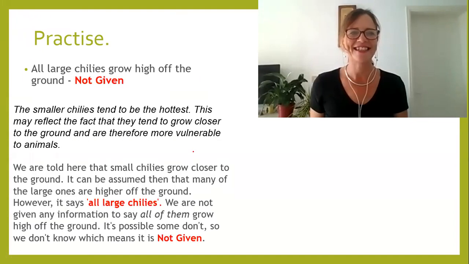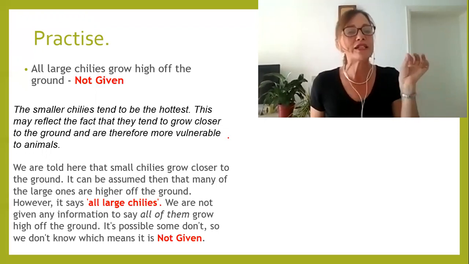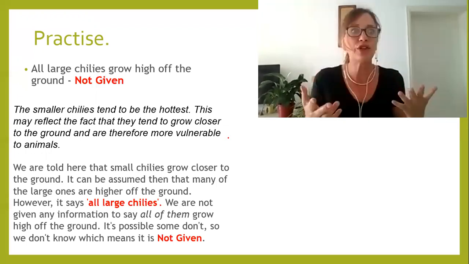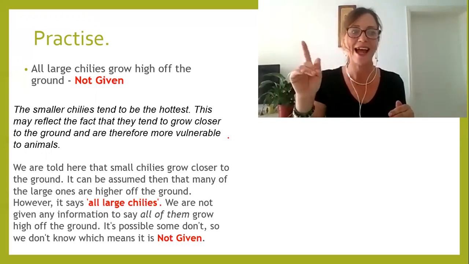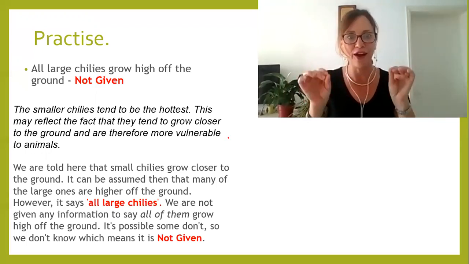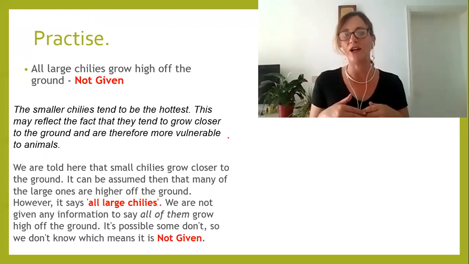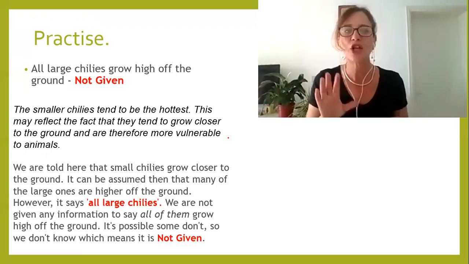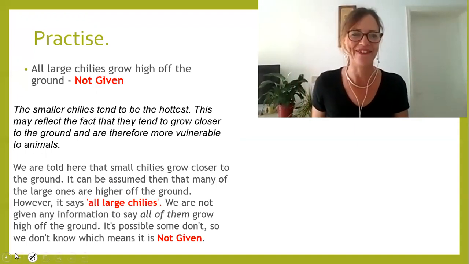Let's see what you said. Well done. It's not given, of course, because here we are told that small chilies grow closer to the ground. And you can assume that there may be many large ones that are higher off the ground. However, it says all large chilies. We are not given any information to say all of them grow high off the ground. And it's possible that some don't. So we don't know what it means. So it has to be not given. All right, well done if you got that, if you spotted that one.